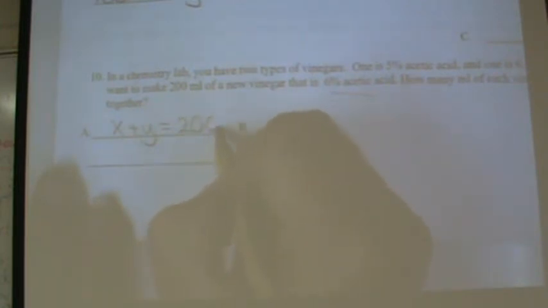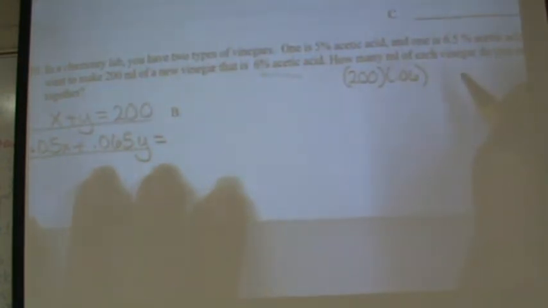Can you give me the 2 equations? X plus Y equals 200, right? And what's the other equation? 0.05x plus 0.065y equals. Now what do you do to get this number right here? You're gonna do 200 times 0.06. And what do you get? 12. And those are your 2 equations.